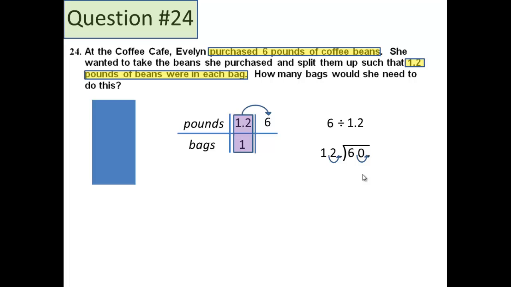So now this question is the same as 60 divided by 12, which you can count by 12 and not pass up 60. 12, 24, 36, 48, 60. Yeah, that's it. It goes in 5 times. So 6 divided by 1.2 equals 5, which means that 1.2 times 5 gives you 6. Whatever you do to the top, you do to the bottom is right. 1 times 5 gives you 5 is right.